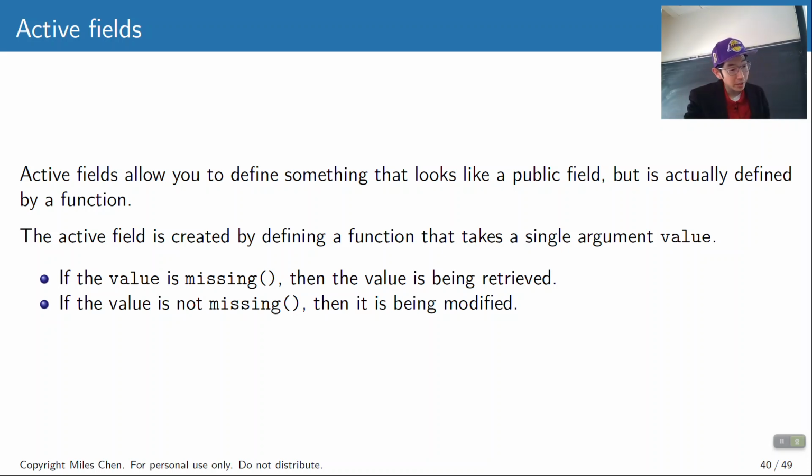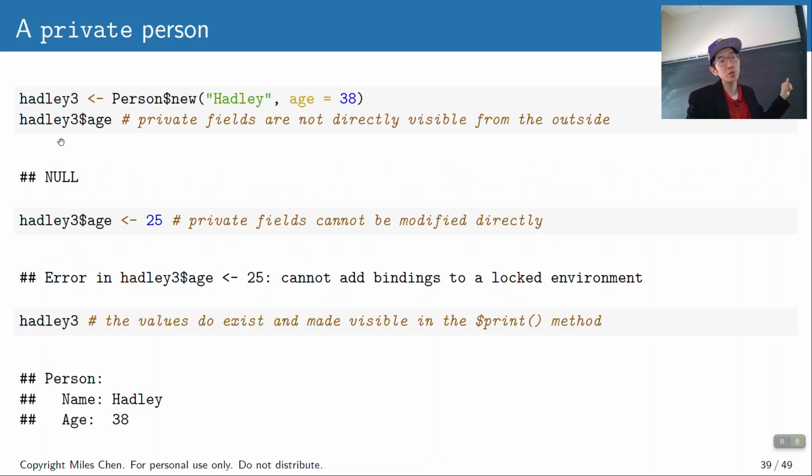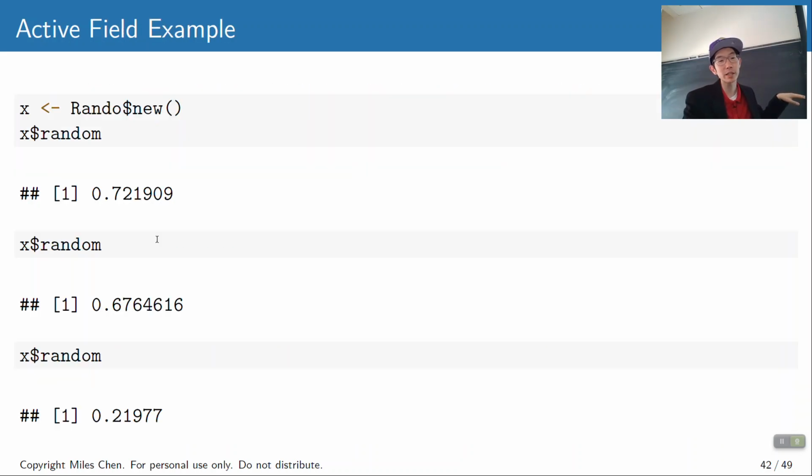I've run out of time, so if you're interested in this thing called active fields, you'll have to read it. But in summary, active fields allow you to define something that looks like a public field, but is defined by a function. So for example, let's say you wanted to be able to access $age and get 38, but you wanted to disallow changing it. You can do that with something like an active field.